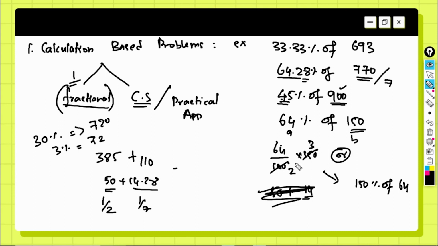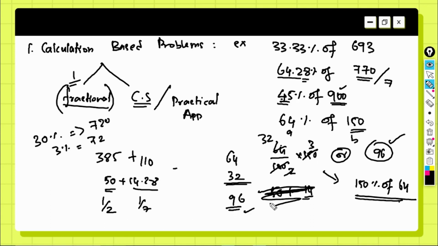It's 2 times, 3 times 32. 32 into 3 is 96, that is the answer. If I do it this way, let's see the calculation. 150 percentage of 64. What is 100 percentage of 64? It's 64. What is 50 percentage of 64? It's half of that, which is 32. So 96 is the answer. This calculation is very easy and handy.